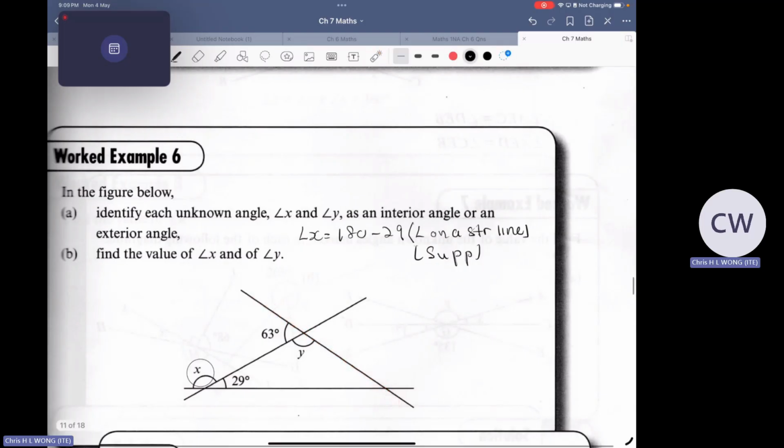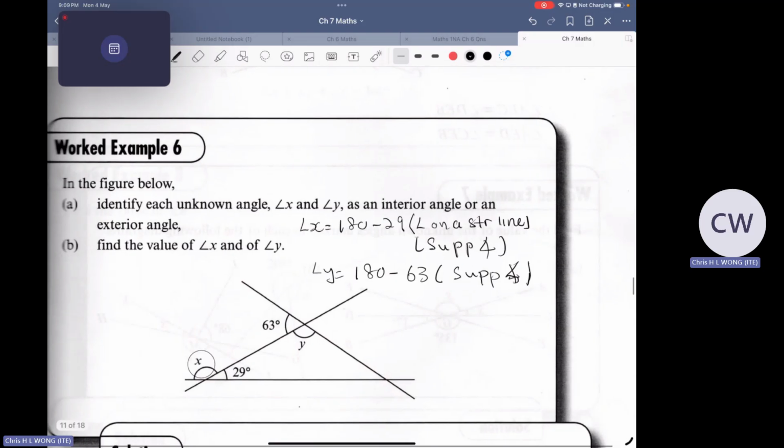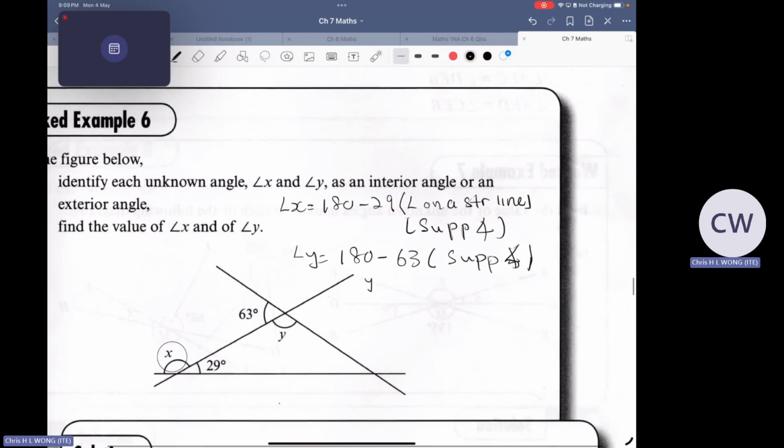So you have angle y is equal to 180 minus 63. Same thing. Supplementary angle. Sometimes it's good to put supplementary angle. Okay, let's see. Can somebody tell me what is y first? y equals, sorry, 117. y equals 117, right.